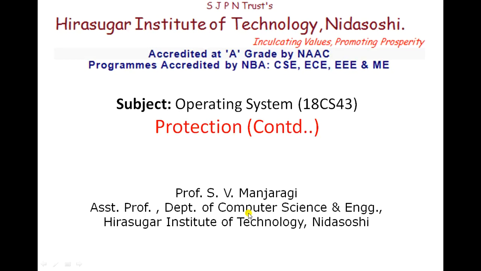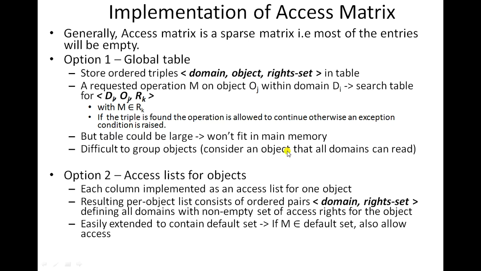Dear students, today we shall continue the discussion on protection. In the previous video, we learnt about the access matrix. So let us recall what is access matrix. The access matrix is basically used to represent access rights for different domains and objects. This matrix is made up of rows and columns. Rows are nothing but the domains and columns are nothing but the objects. Access rights are indicated in the cells of the matrix.